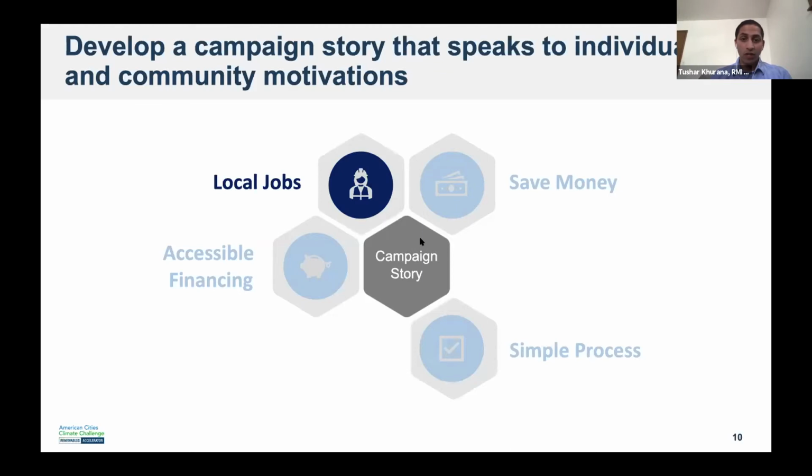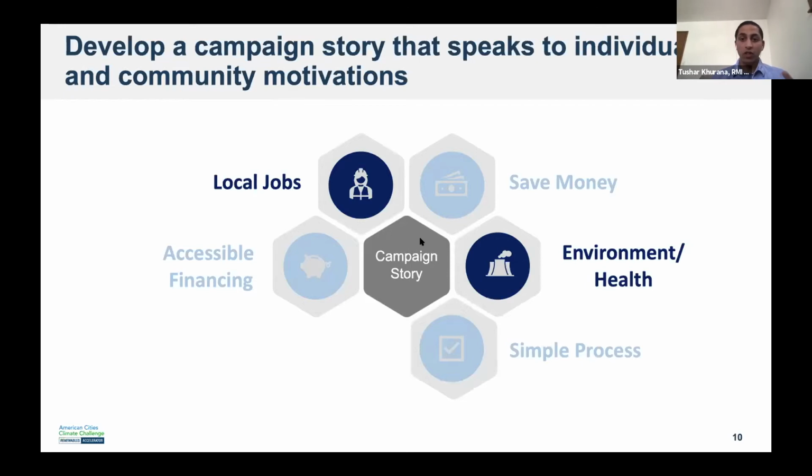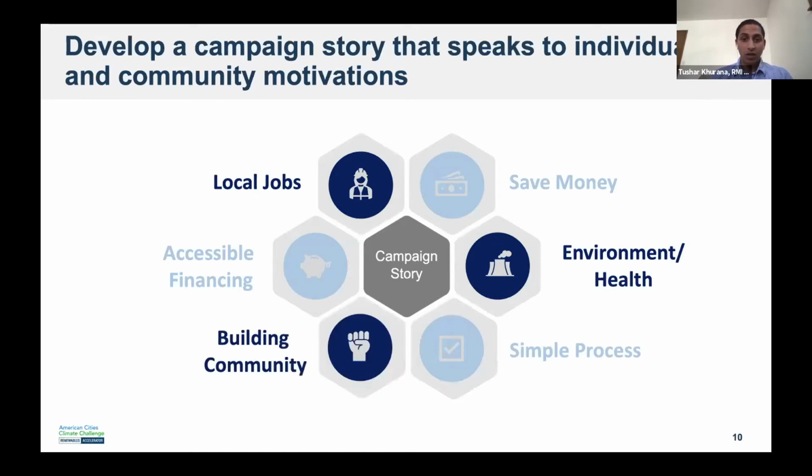Then there are community motivations. Joining the campaign will spur local jobs and workforce development. Joining the campaign will help our community produce more clean energy that reduces pollution and reduces CO2 emissions. There's also the community aspect of Solarize. So joining the campaign helps you go solar with your neighbors. And it's an exercise in community development, builds community wealth and energy democracy.